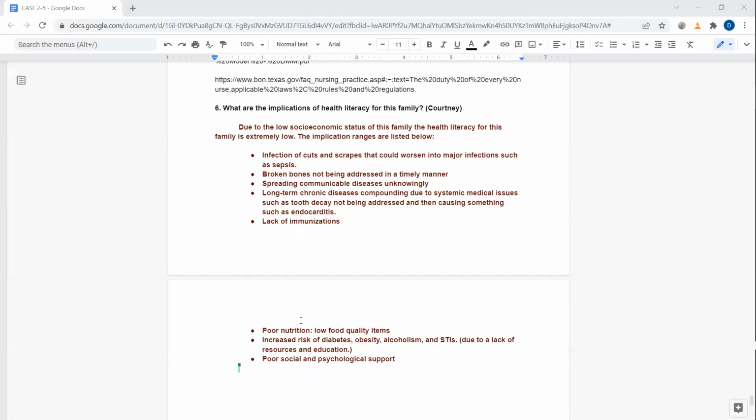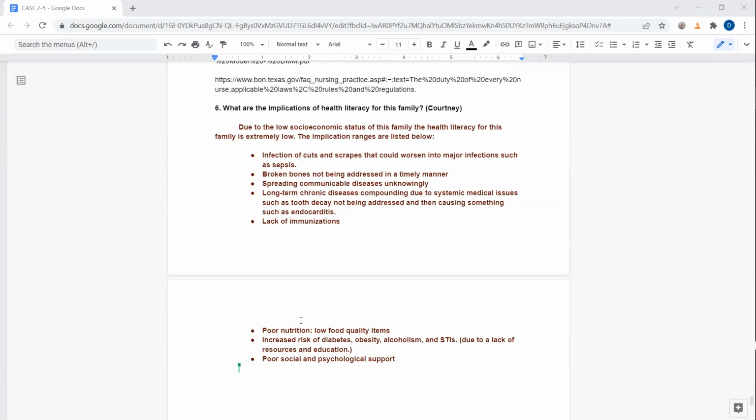Okay, so my question was about the implications of health literacy for this family. They have a low socioeconomic status. Based on this, they would have pretty low health literacy, and the implications are a wide range. This is more from a community health standpoint. They can have mild infections, cuts, or scrapes that could worsen into something as severe as sepsis, broken bones that might not be addressed in a timely manner, spreading communicable diseases unknowingly, thinking that they have more of a simple cold.